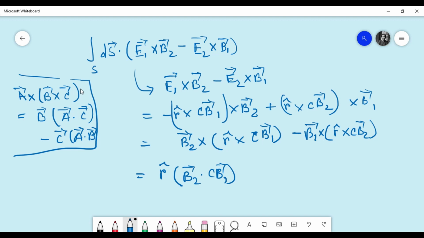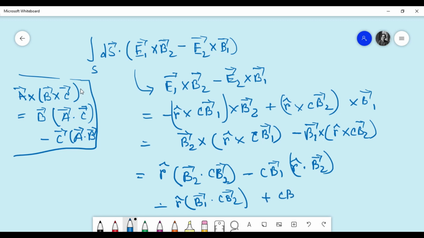And we're going to get CB1 R1 dot E2. Similarly, we're going to get RE1 CB2 and plus CB2 R dot E1.